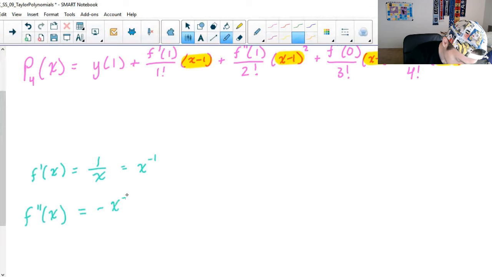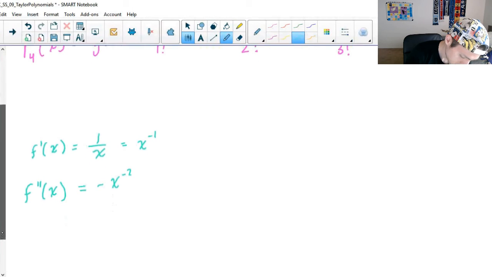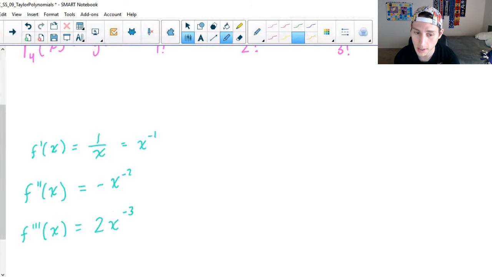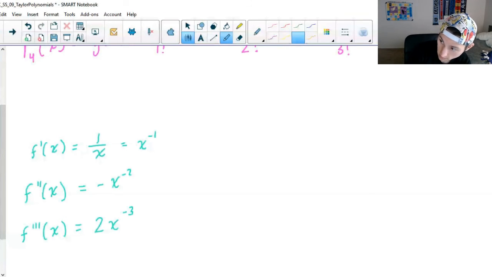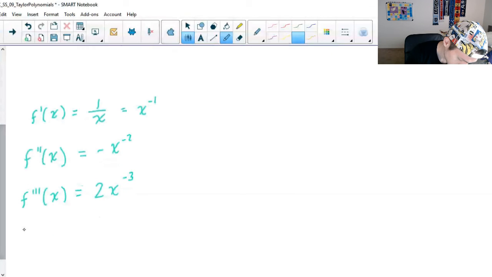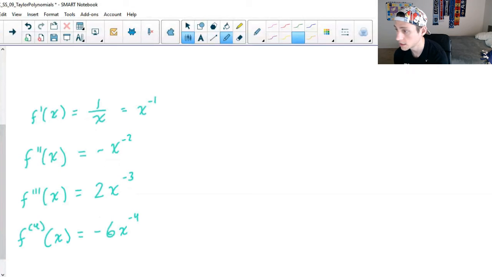So negative x to the power of negative 2. So the third derivative, 2x to the power of negative 3. And the fourth derivative, negative 6x to the power of negative 4.